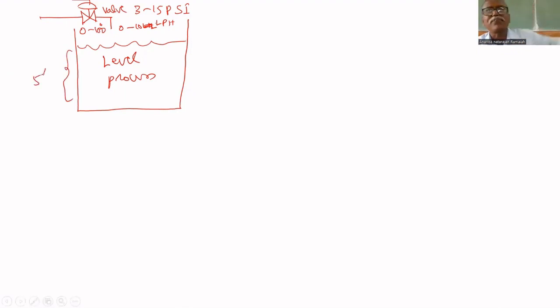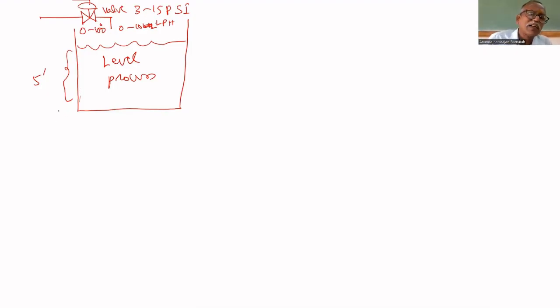Total tank level is 10 feet. I want to maintain 50% of that level, so a 5 feet level has to be maintained. So what is the process variable? Liquid level, liquid height. Liquid height is called level. Level has to be measured.